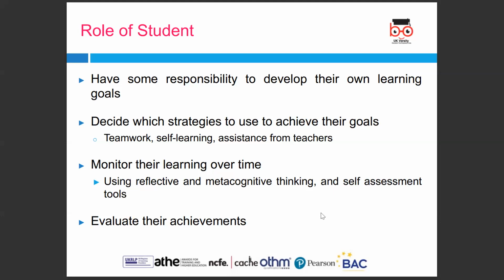Self-learning assistance from teachers. As we said, they need to become more independent, reflective, and monitor their own learning over time. So use reflective and metacognitive thinking and self-assessment tools that will help. Also evaluate their achievements. So students should be provided with the right support to empower them to take responsibility for their own learning. And students on the level of achievement should be able to have confidence and competence, and any adjustments they need should be discussed with the tutors.